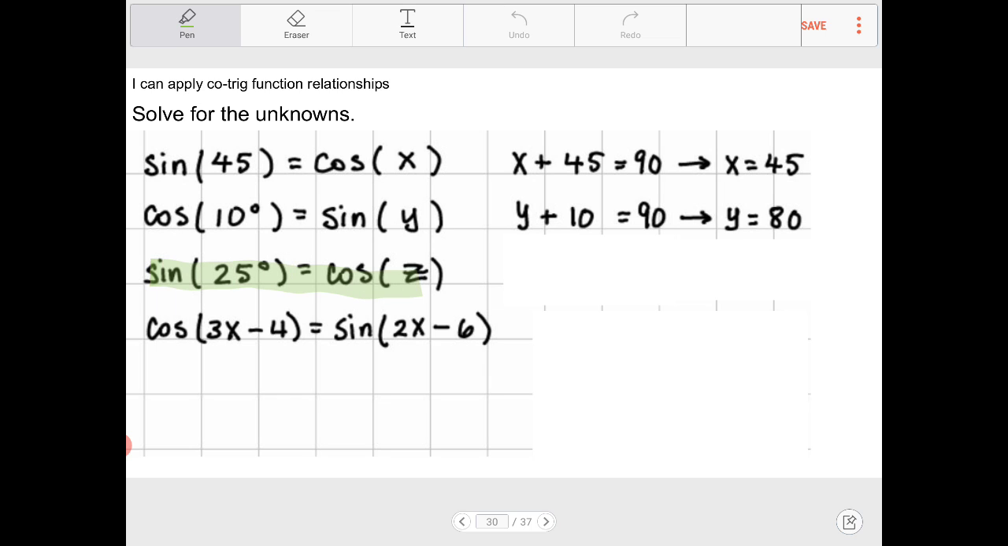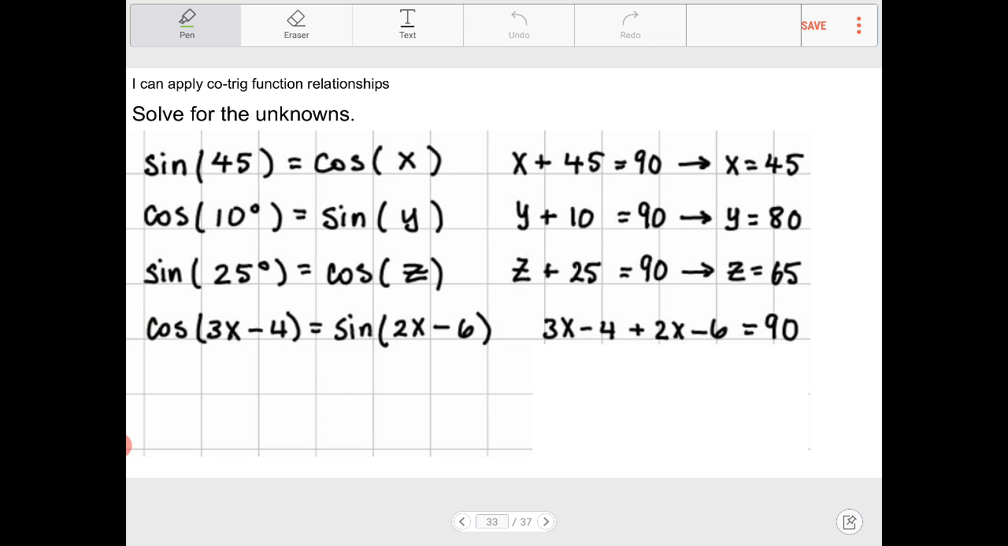What must z equal in order for these to be identical to one another? Well, z plus 25 is equal to 90, therefore z must equal 65. Upping the ante here. What must the value of x equal in order for these two to be identical to one another? 3x minus 4 and 2x minus 6 must add up to 90. Therefore, combining like terms, 5x minus 10 is equal to 90, 5x is equal to 100, or x is equal to 20. And that's it.